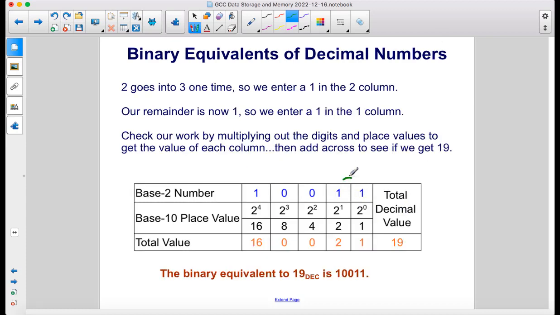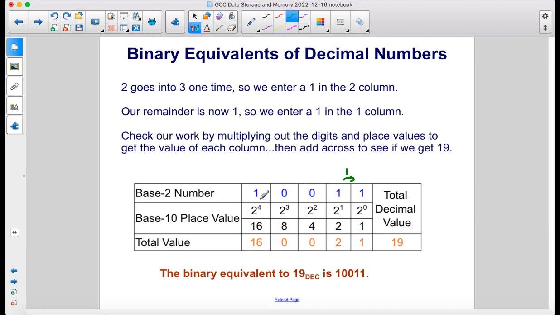All right, and we had that remainder of 1. And how many times does 1 go into 1? 1. And we're done. So what we do is we check our work by multiplying out the digits and place values to get the value of each column.